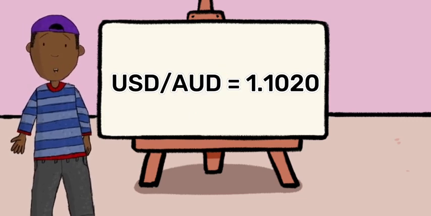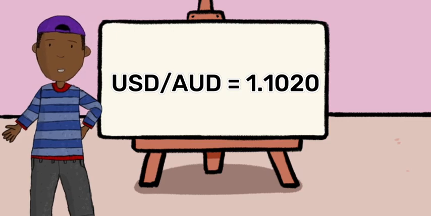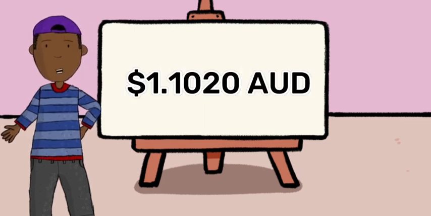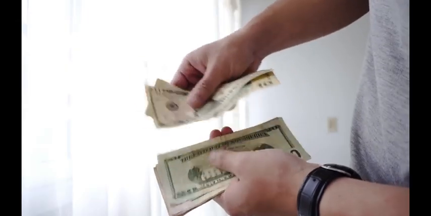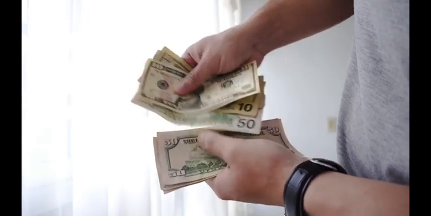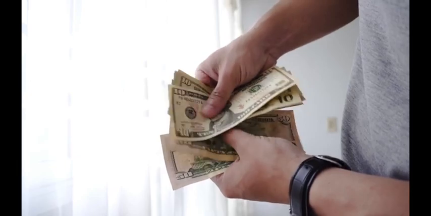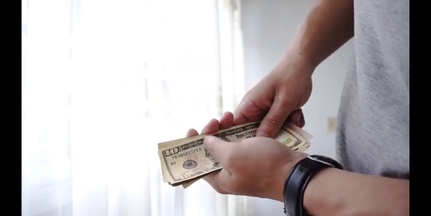When selling, this exchange rate tells you that you will get 1.1020 Australian dollars for every $1 that is sold. If buying, this exchange rate tells you that you will need to pay 1.1020 Australian dollars for every $1.